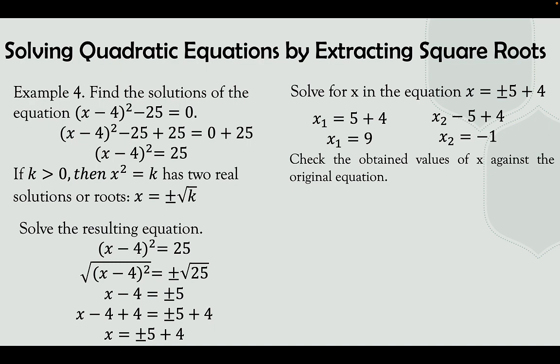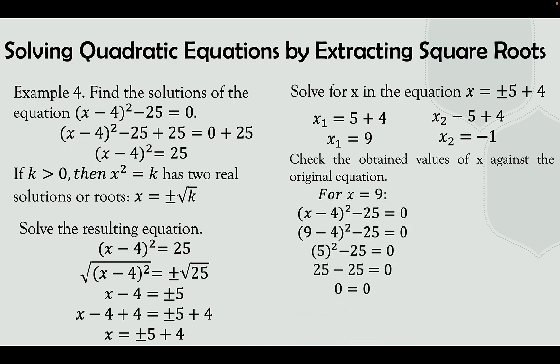To check the obtained values of x against the original equation, let's first substitute x equals 9. So we have 9 minus 4 squared minus 25 equals 0. So we have 9 minus 4 is 5 squared minus 25 equals 0. So 5 squared is 25 minus 25. We have 0 equals 0.